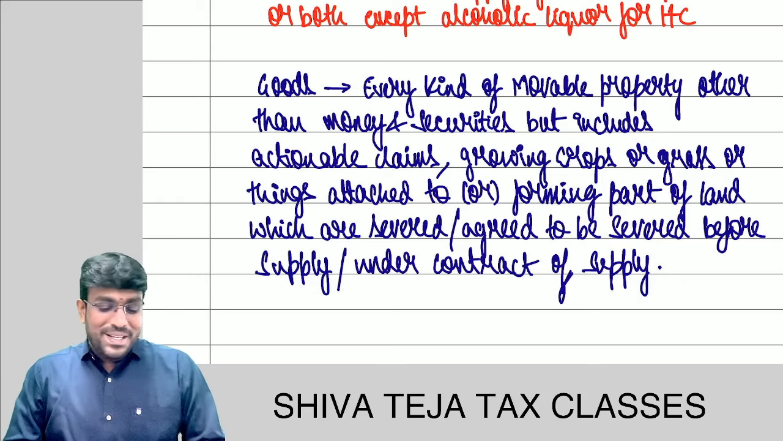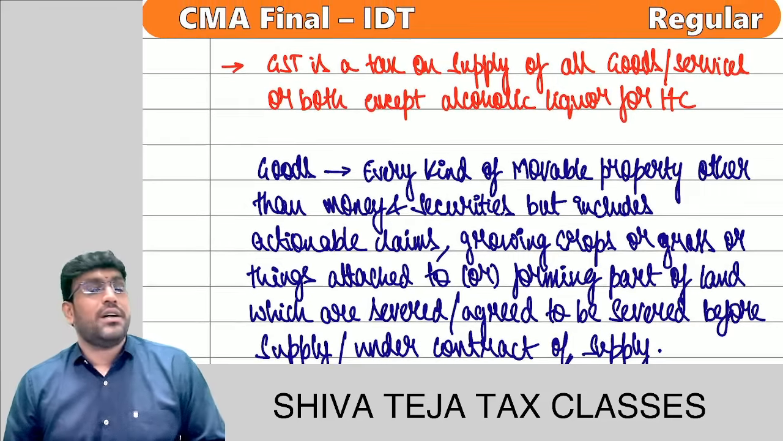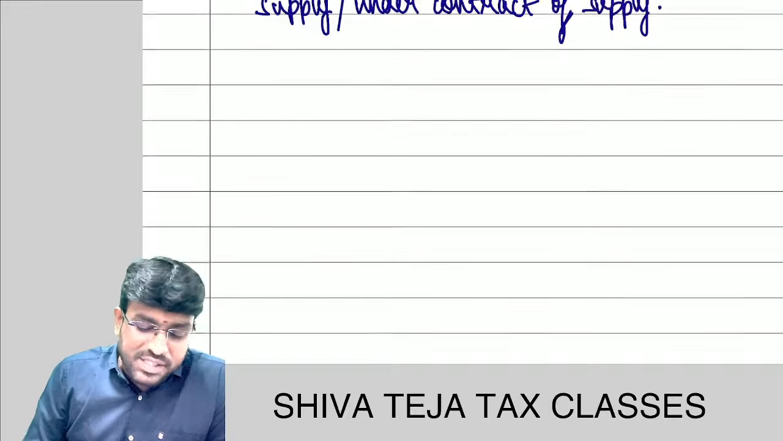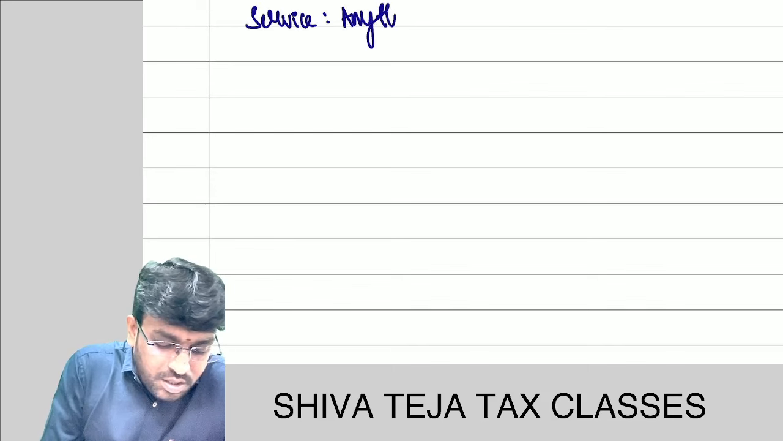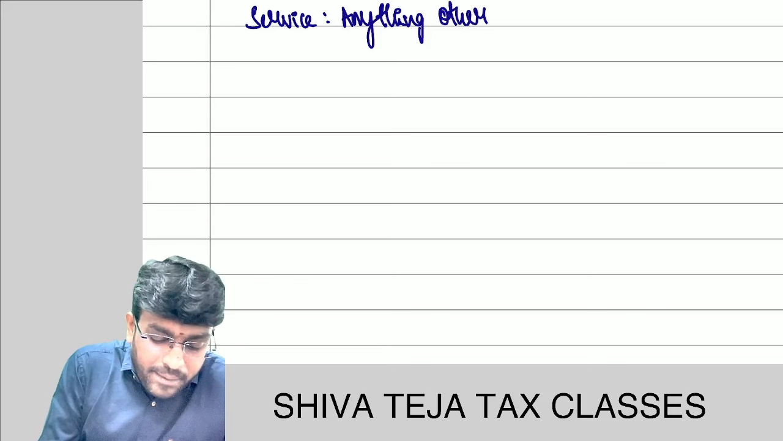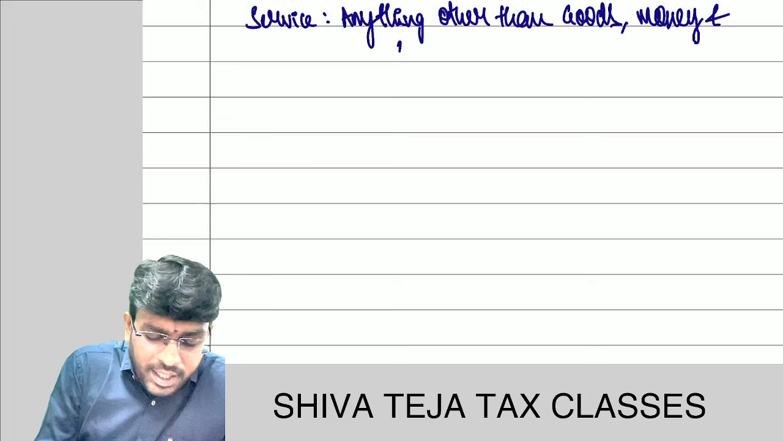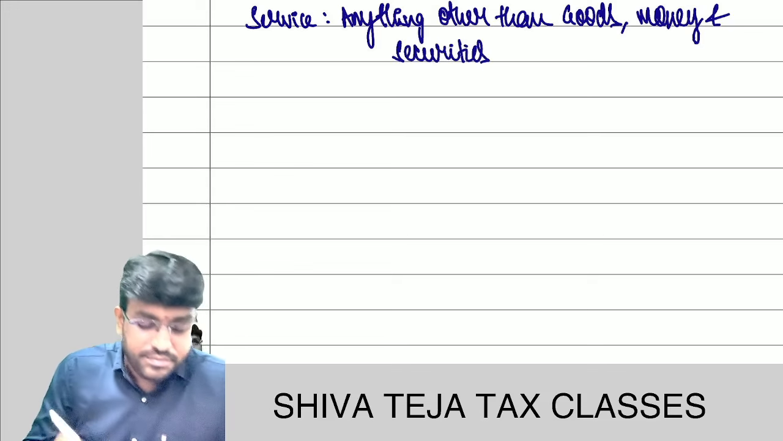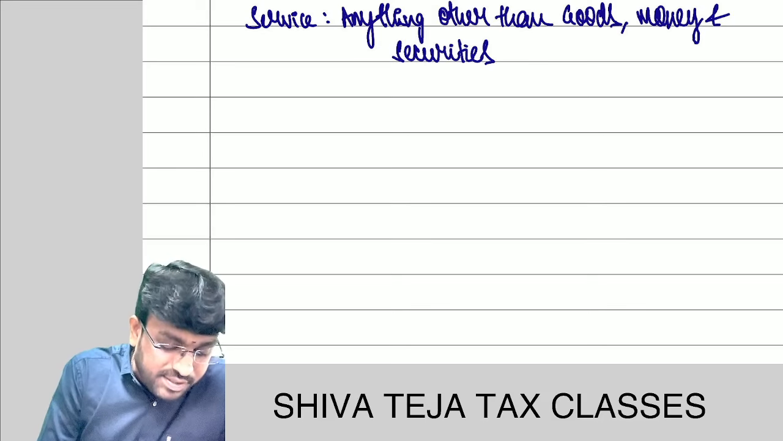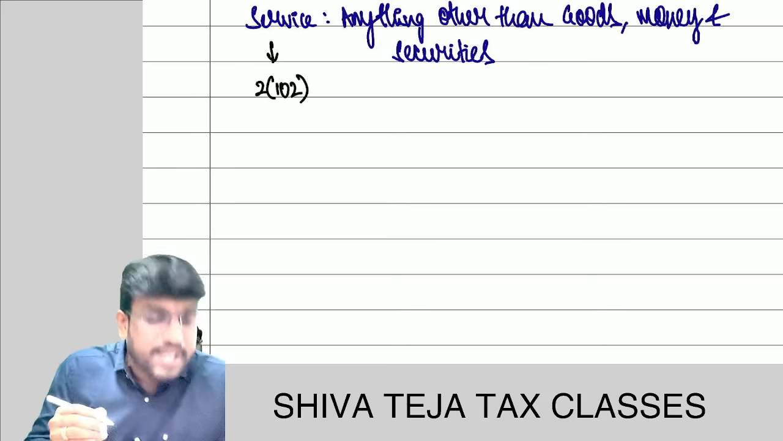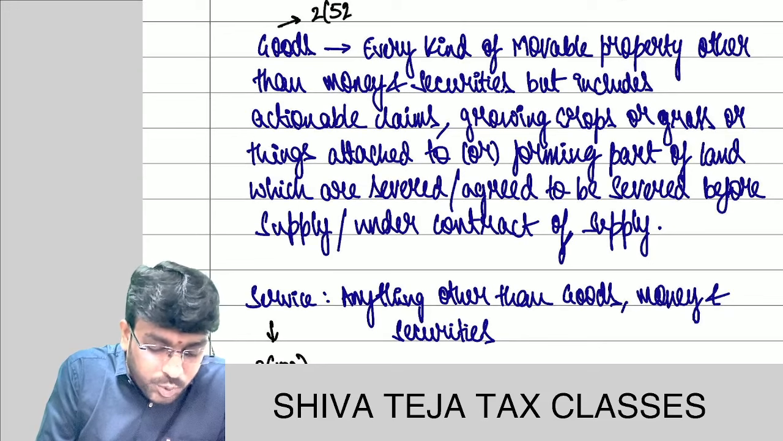Simple. Next. So, GST is a tax on supply of what? All goods or services or both, except alcoholic liquor for human consumption. We have discussed what goods is. Tell me guys, what is service? Service means anything other than goods, money and securities. So money and securities are not covered in the definition of goods, and not covered in the definition of service. And let me tell you, the word service is defined by section 2(102). And the word goods is defined by section 2(52).